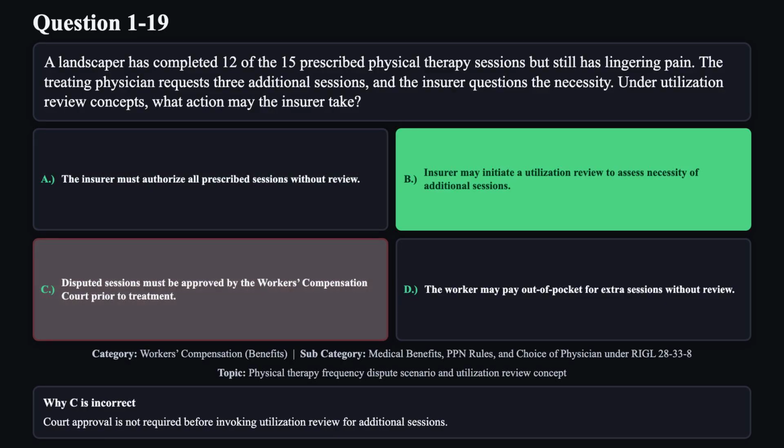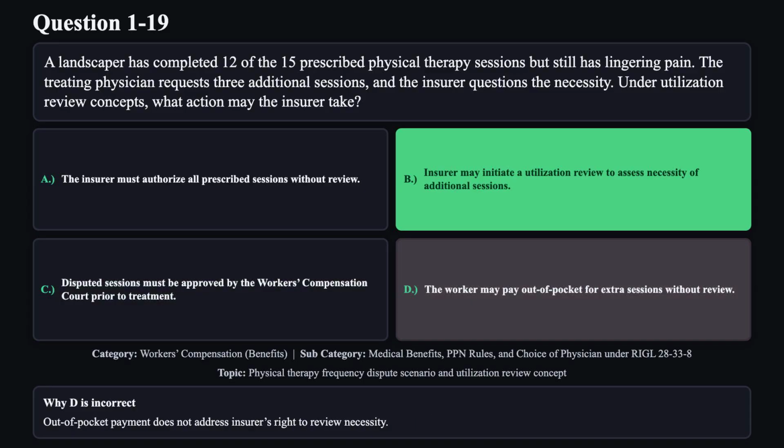Reason C is not correct. Court approval is not required before invoking utilization review for additional sessions. Reason D is not correct. Out-of-pocket payment does not address insurer's right to review necessity.